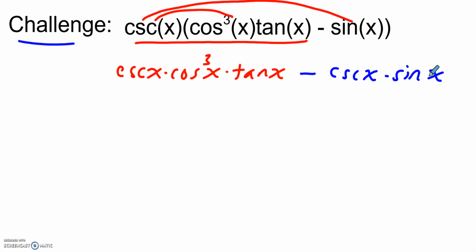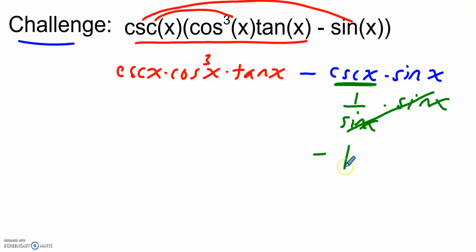The reason that I noticed to do that is that if I multiply this in, cosecant and sine are reciprocals. So what if I replaced cosecant with 1 over sine of x and I multiplied that by sine of x? What would happen over here is the sines would cross out, so this would just be minus 1. That's nice. Now let's look at the red part.